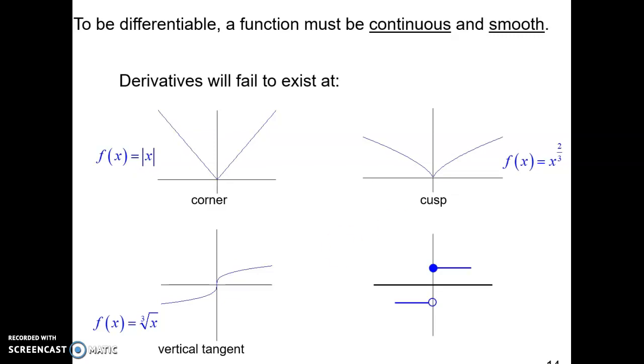And then lastly, the derivative fails to exist anytime I have any type of discontinuity. Jump discontinuity, removable discontinuity, infinite discontinuity, any type of discontinuity, I will not have a derivative on my graph. So we really need to remember these 4 places. Whenever I see a graph and I have a sharp corner, a cusp, a vertical tangent, or any type of discontinuity, I know that the derivative will not exist at those points.